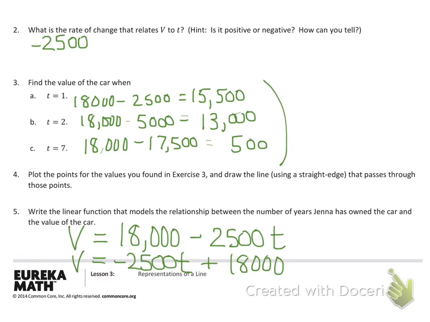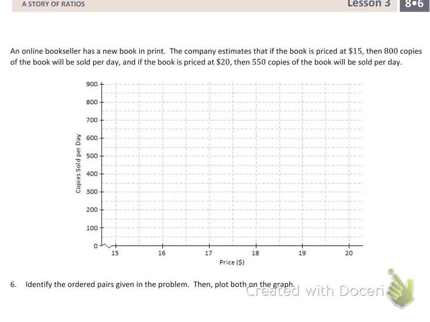Okay. All right, so the next set of exercises has to do with selling books. So we're going to have price and copies sold per day. So this is kind of an interesting one.